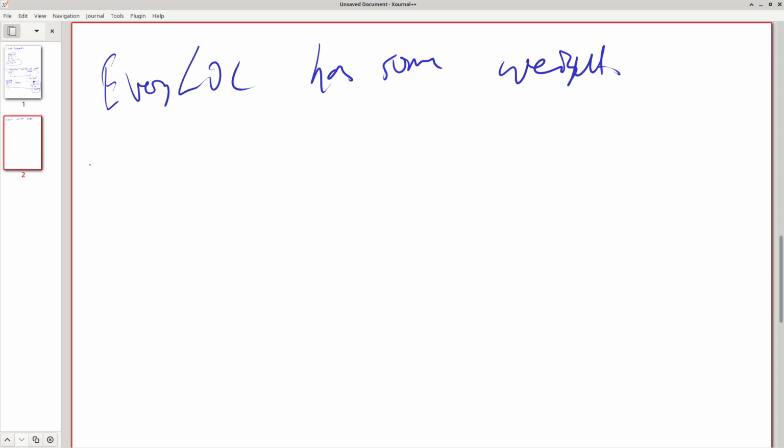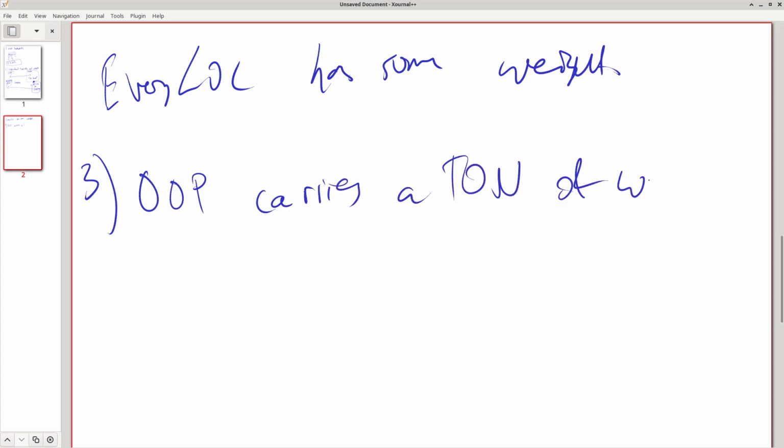All right, spent a little too much time on that tip. But third tip is object-oriented programming. It carries a ton of hidden weight. So what do we mean by object-oriented programming? We mean inheritance. Okay, so I don't want us to get confused here. Objects themselves as just clumps of data, perfectly fine, almost necessary. There's nothing wrong with that. But inheritance is a real can of worms.